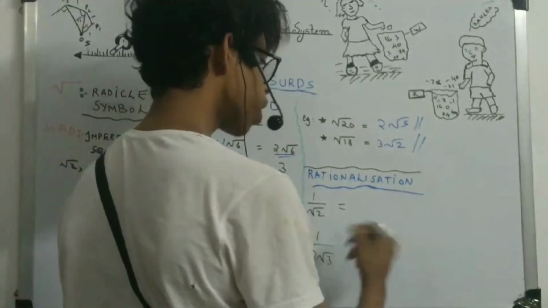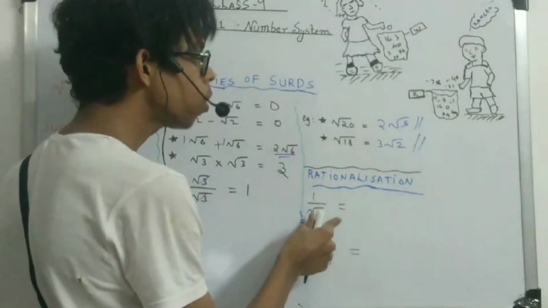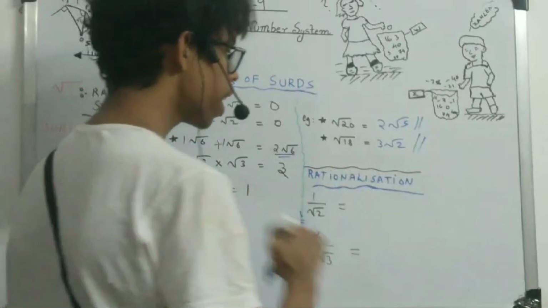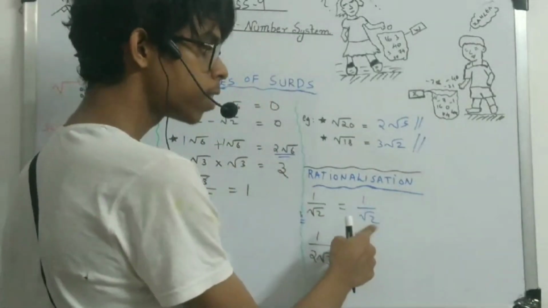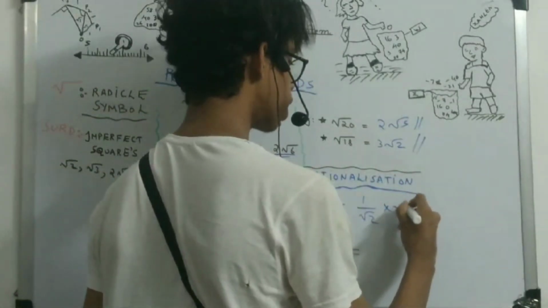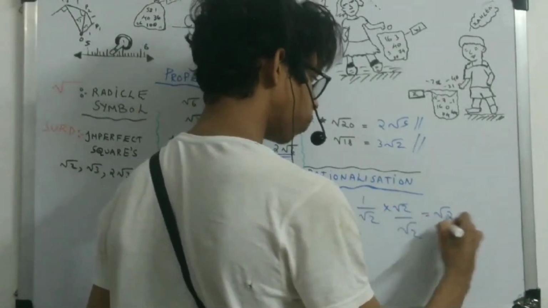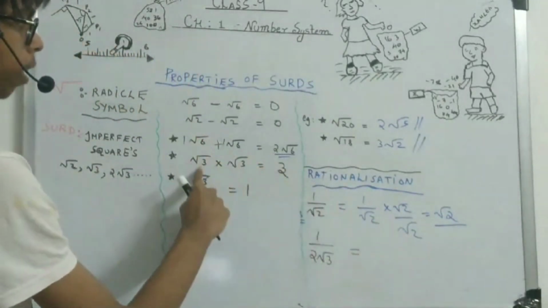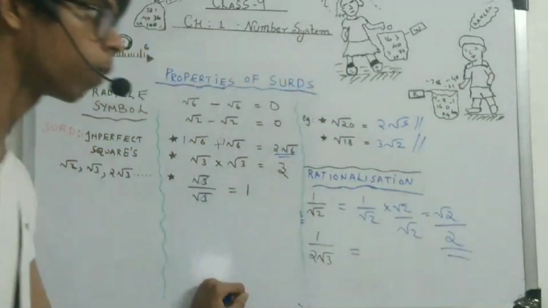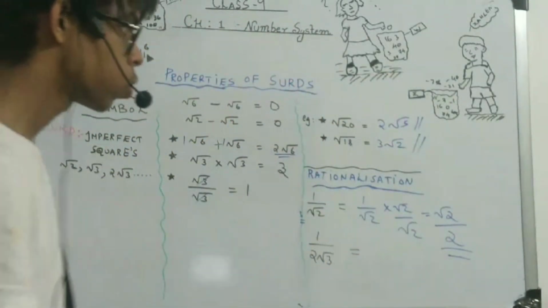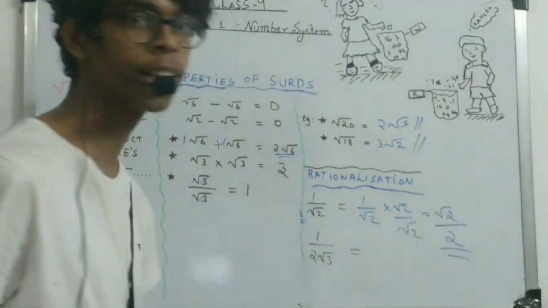In such questions, how will you remove this root? In this method, whatever root is given in your denominator, just multiply and divide by that number. Here we have 1 by root 2. The denominator is root 2, so we multiply and divide by root 2. 1 into root 2 is simply root 2. Then, as I said, when we multiply two similar roots, whatever is inside the root will come. I hope I am clear. Now just observe that from the denominator the root sign went away.